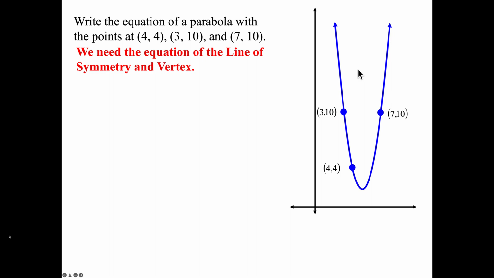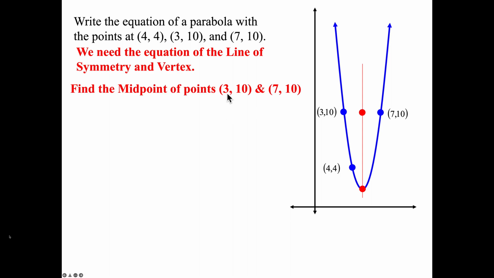So if you draw in your line of symmetry right down the middle, it's going to go through the vertex here. So that means I can find the value of the x coordinate of the vertex, because that's got to be right in the middle between 3 and 7. That's like finding the average of two numbers. So find the average of the x coordinates. Add 3 plus 7 is 10, divided by 2, it's 5. There's your midpoint, (5, 10), right there. Found it.